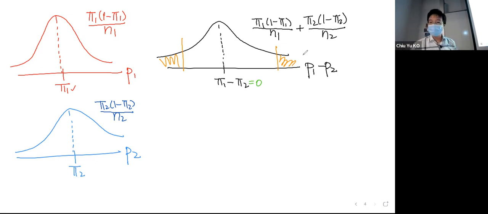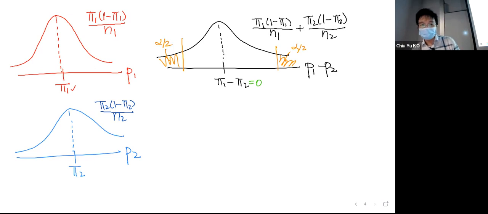Again, we usually put alpha over 2 here and alpha over 2 there, because we are talking about a two-sided one. Unless it's a one-sided test, then you put all the alpha on one side. Same as the one-sample test, whether you put one side or two sides depends on the application, right? So you don't really know what to do. Okay, and let's see what we have in the problem.